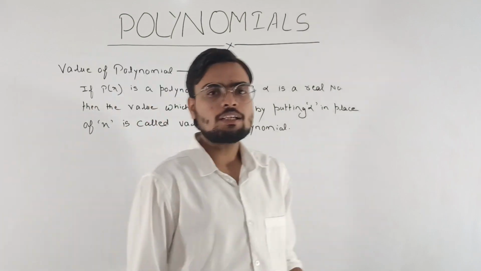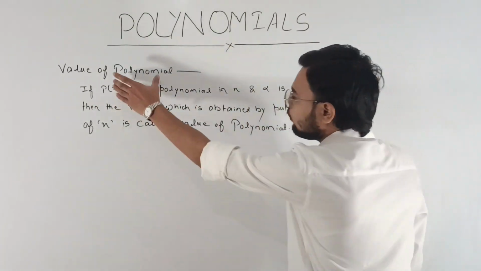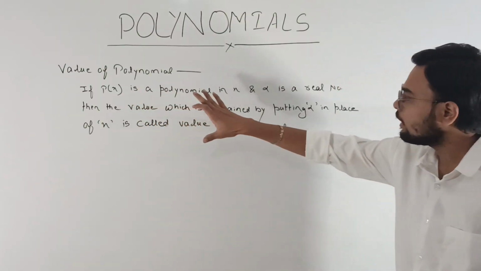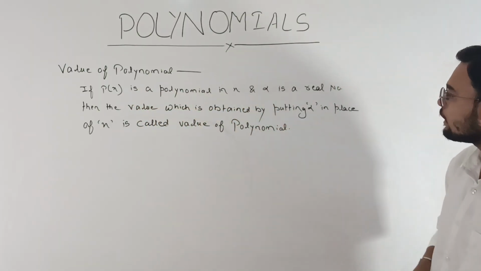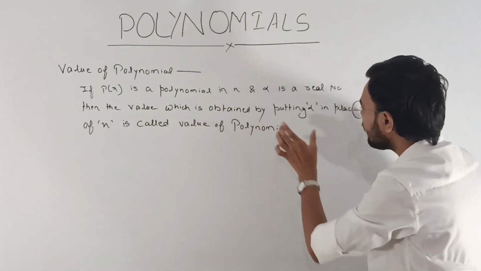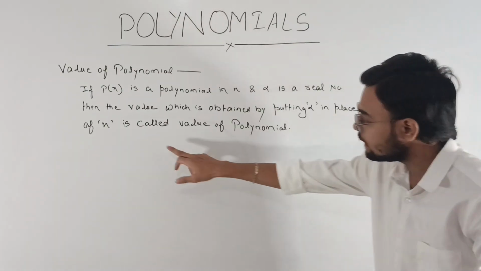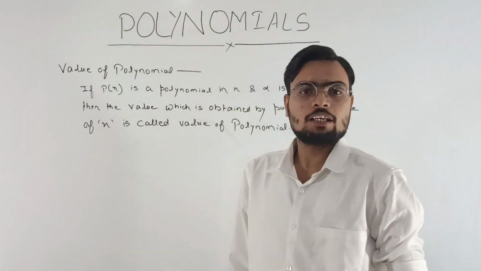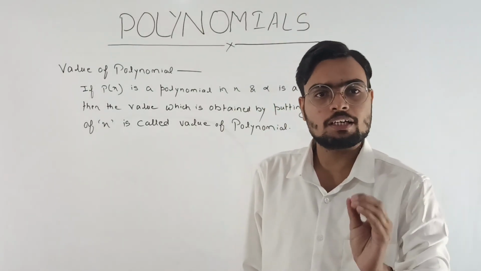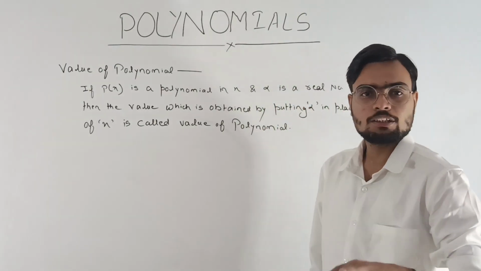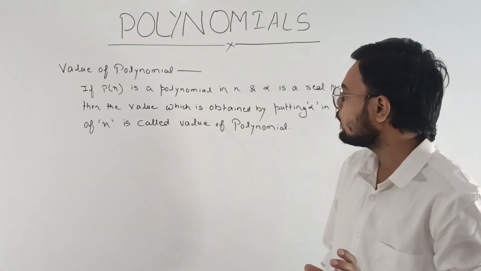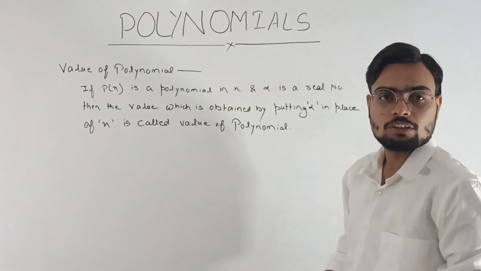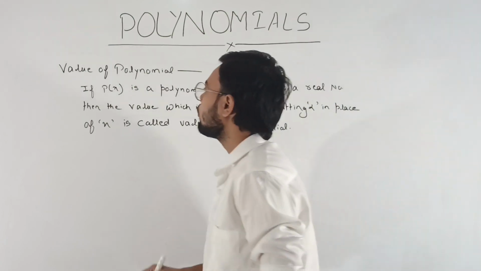Okay. Now let's move towards our next topic, that is value of a polynomial. Now look, what is the value of a polynomial? If p(x) is a polynomial in x and alpha is a real number, then the value obtained by putting alpha in place of x is called the value of the polynomial. Suppose you have a polynomial in which the variable is x, and you have a real number, suppose 1, 2, 3, 4, anything, and you put this real number in place of x, then you get one value. This value is called the value of the polynomial.